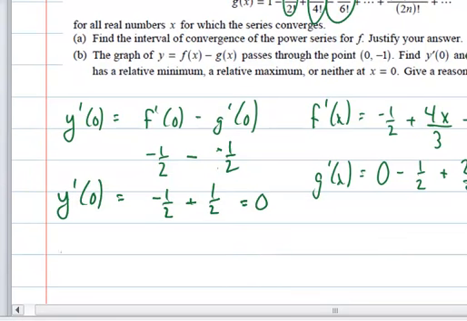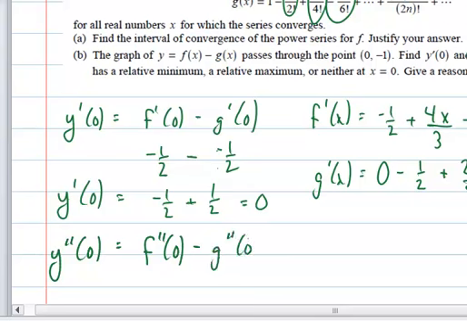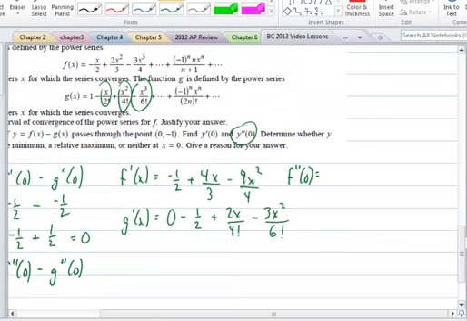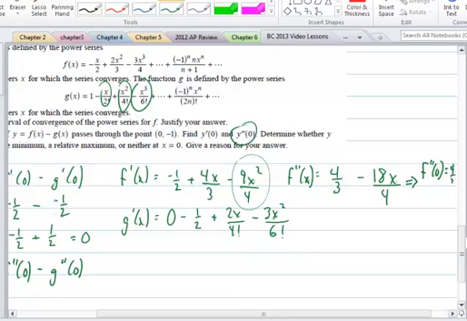The next part is finding the second derivative at 0, which will just be f prime prime at 0 minus g prime prime at 0. Well, from this previous equation, you can see that f prime prime at 0, as we work it out, will equal 4/3 minus the derivative of this term, which is going to be 18x over 4, evaluated at x, which when I plug in 0, will just equal 4/3.